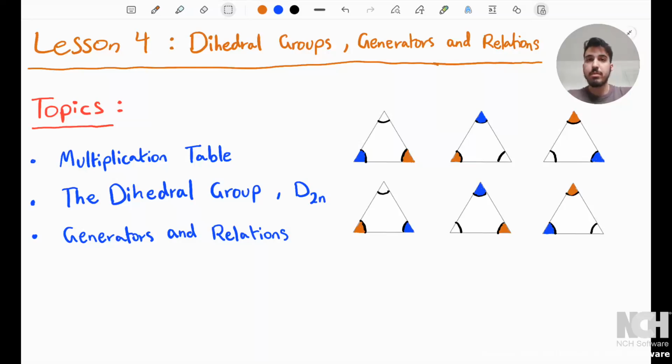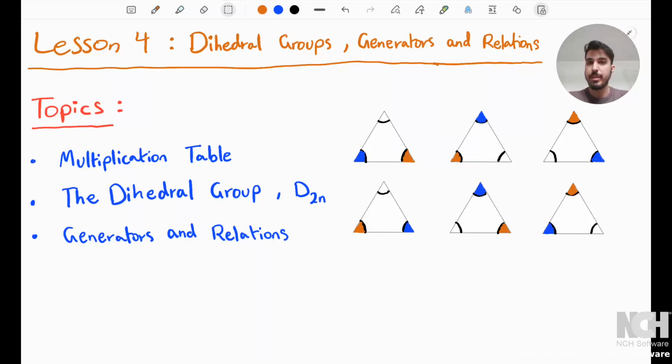Lesson 4 in our group theory course talks about the dihedral group mostly. But also we'll be talking about something that you've been taking since 3rd grade, and that is the multiplication tables. The first thing you've done when you were talking about numbers and multiplication is putting them together in a table and seeing all the different possible outcomes. Well, that is exactly what we're going to be doing, but for groups.